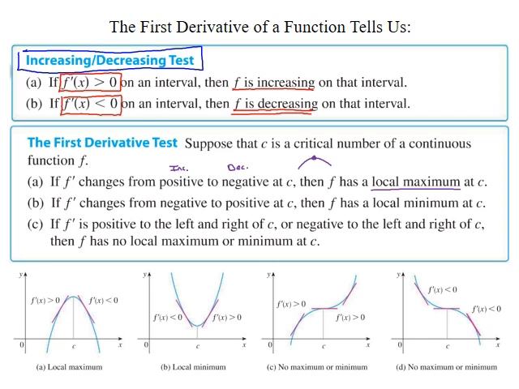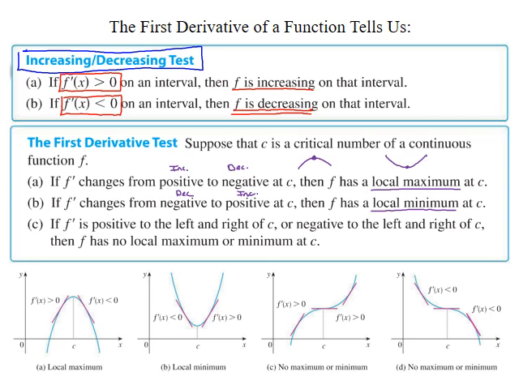Now, it may be an absolute max. We're not going to check that in this section. We did that in the previous section. Going the other direction, if your first derivative changes from negative to positive, which means that it's changing from decreasing to increasing, then you have a local minimum. Kind of the same idea: if you're going down and then back up, that low point is considered a local minimum.